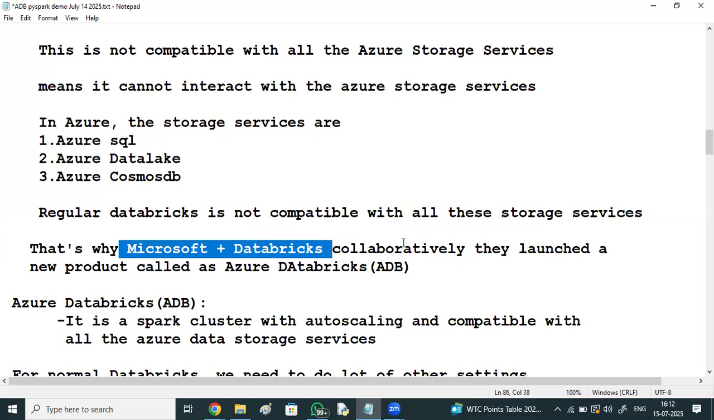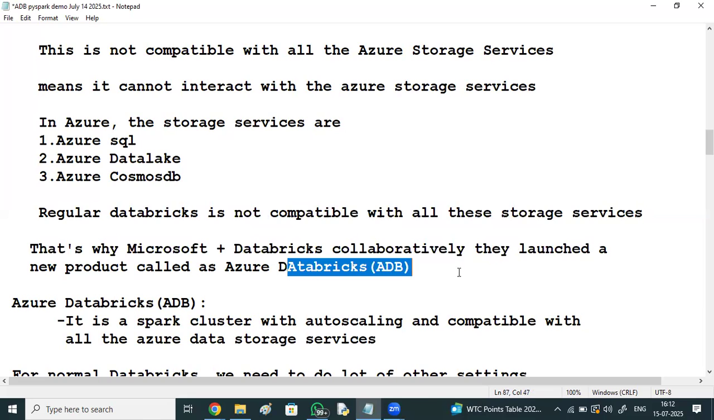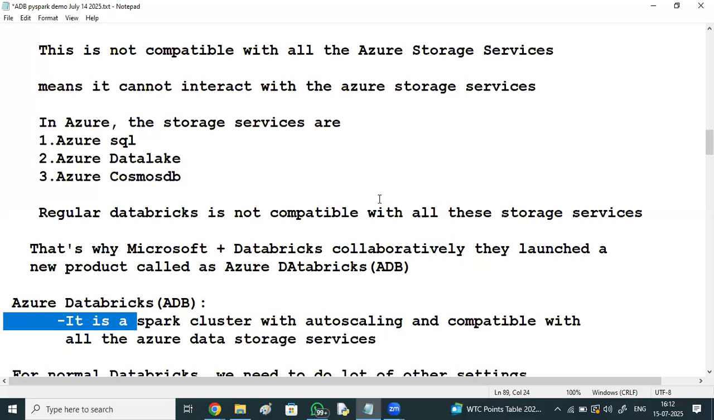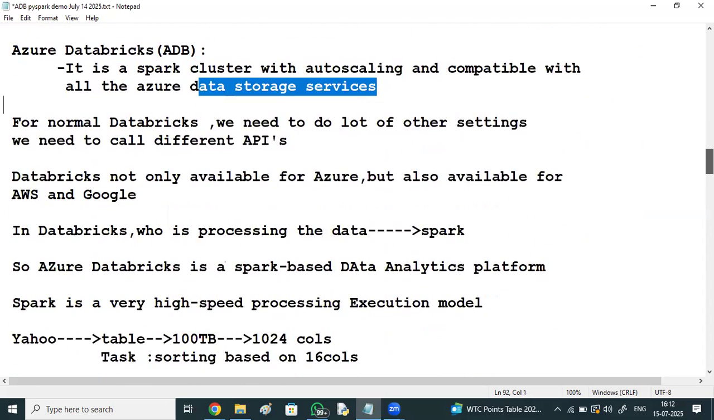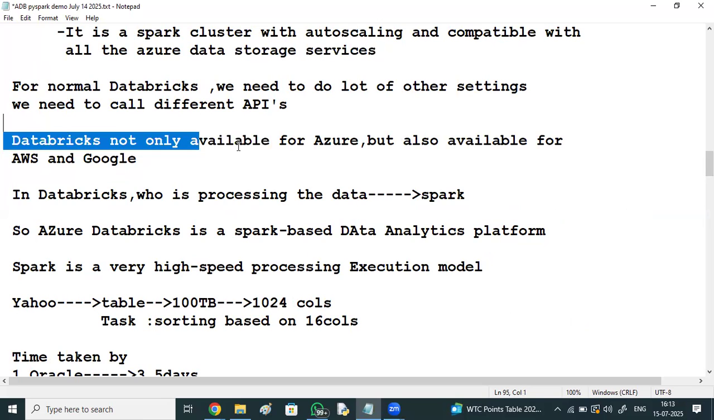Microsoft and Databricks collaboratively launched a new product called Azure Databricks. Azure Databricks is a Spark cluster with auto scaling feature and is compatible with all the Azure data storage services. For normal Databricks, we have to do a lot of other settings and call different APIs. Databricks is not only available for Azure, but also for AWS and Google.